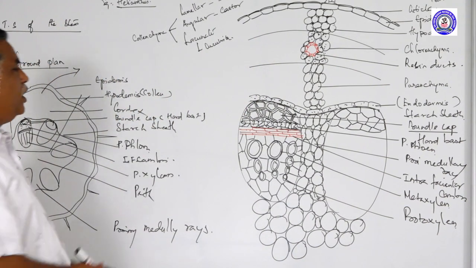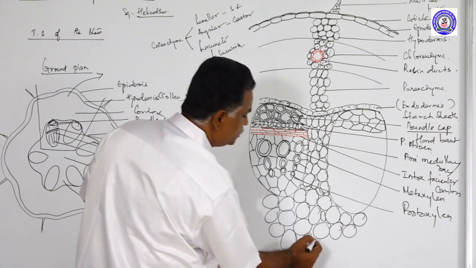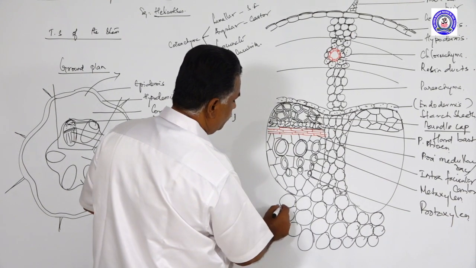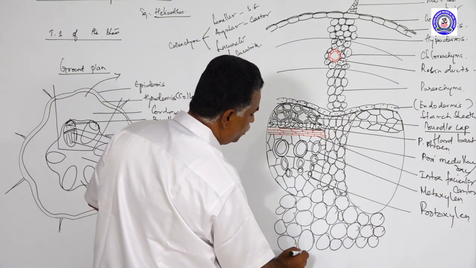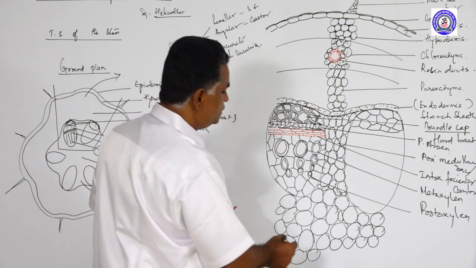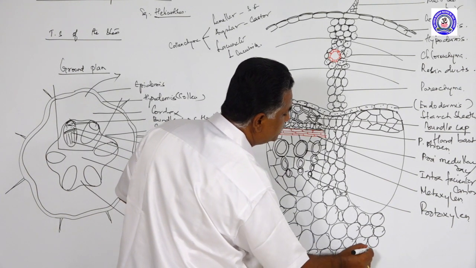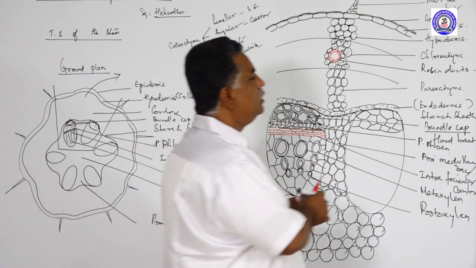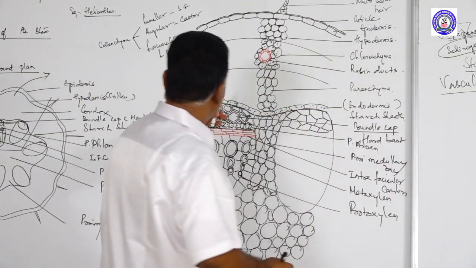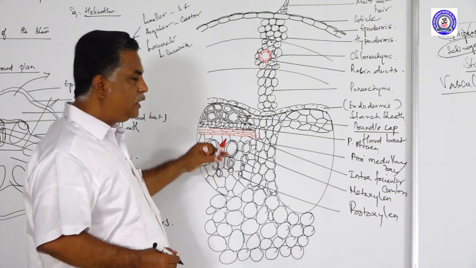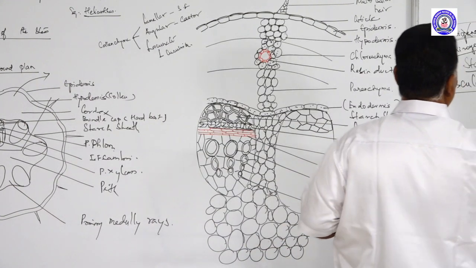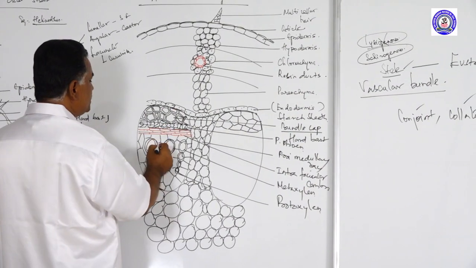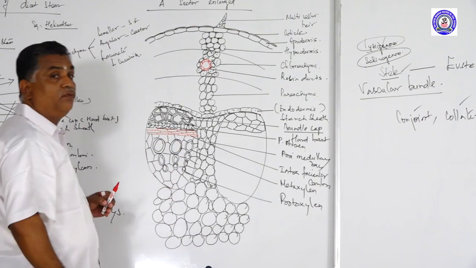This bundle is called conjoint. What is the meaning of the word conjoint? If xylem and phloem are arranged on the same radius, that is called conjoint. See, this is phloem, this is xylem, they are on the same radius, that is called conjoint. And what is collateral? Phloem towards periphery, xylem towards the center, that is called collateral. And what is open? If cambium is present in between xylem and phloem, that is called open vascular bundle.